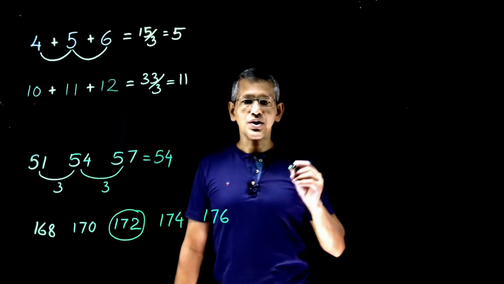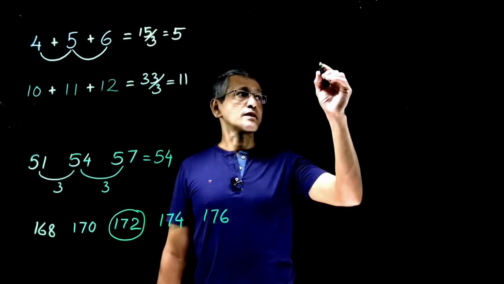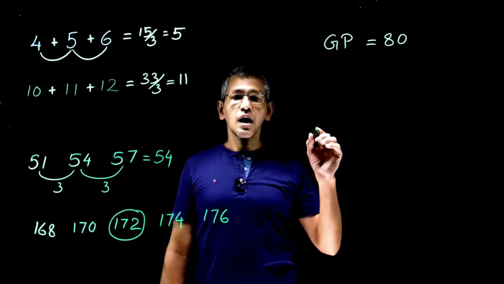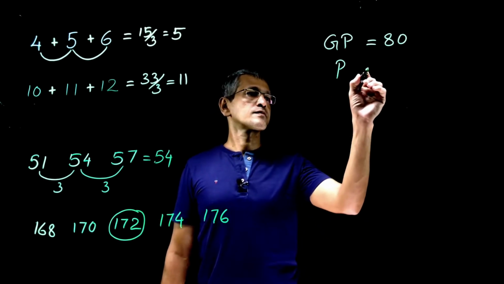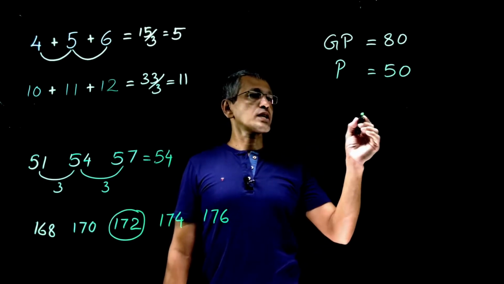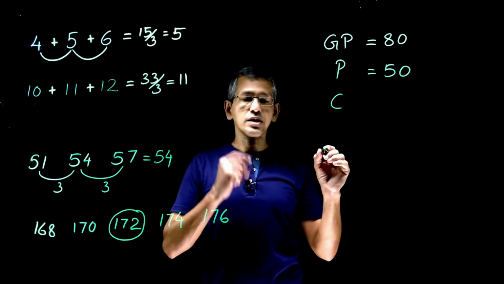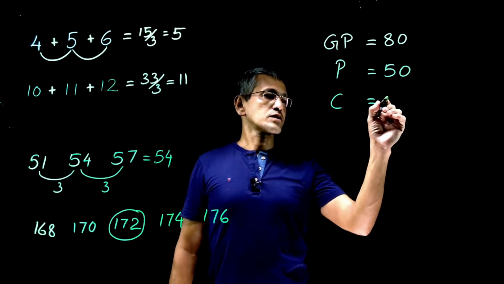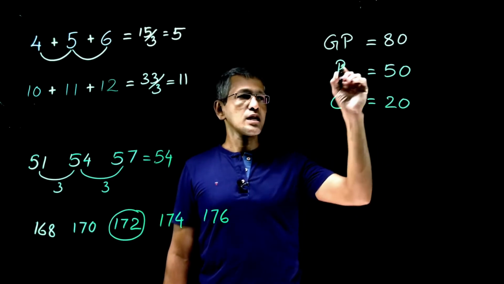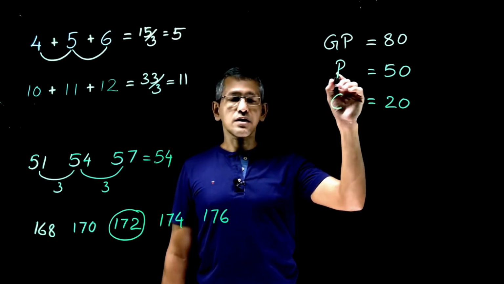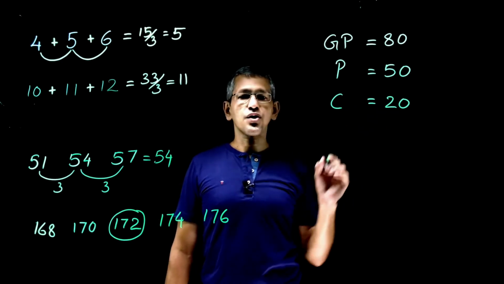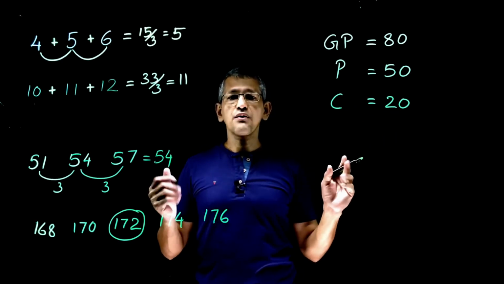Another example, let's take it here. In a family, the average age of the grandparents is 80, the average age of the parents is 50, and the average age of the children, there are 2 children, is 20. So the average age of 2 grandparents is 80, the average age of parents, father and mother, 2 of them, is 50, and the average age of 2 children is 20. Now what's the average age of the family?